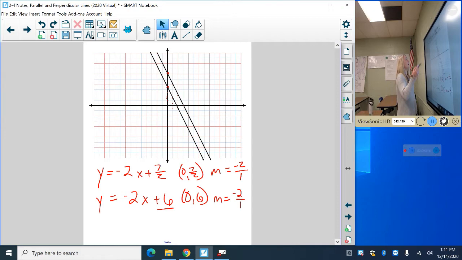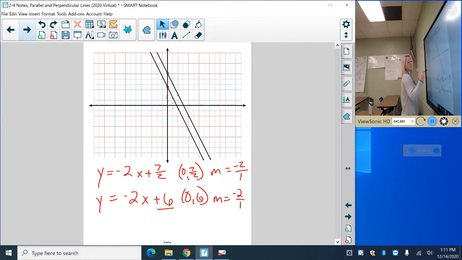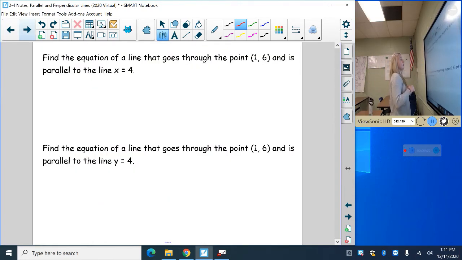Let's look and make sure it goes through that point. 4, -2, if I have 4, -2, 1, 2, 3, 4, 1, 2, look at that. It goes right through that point that we were given. That's 4, -2. We did it algebraically, we graphed it, and it worked out perfectly, which is what we want. So let's do another one, and then I'll let you guys try this on your own.